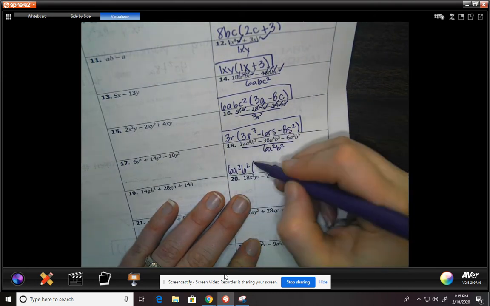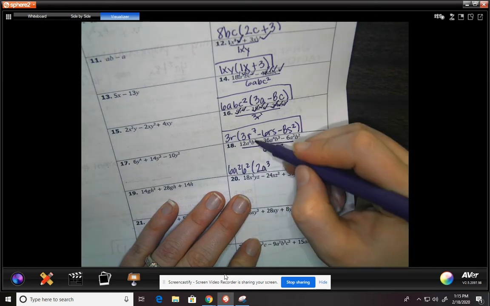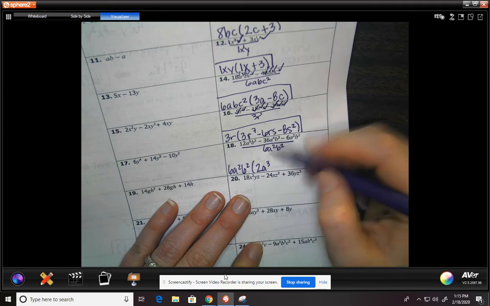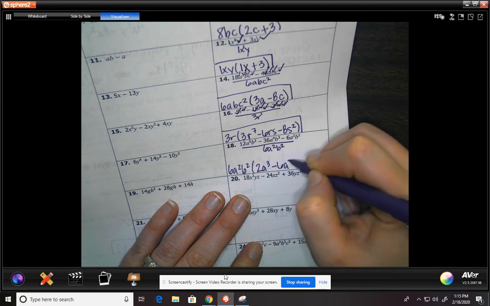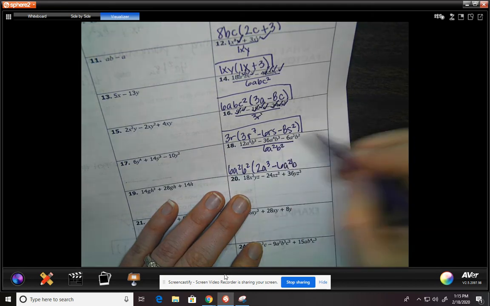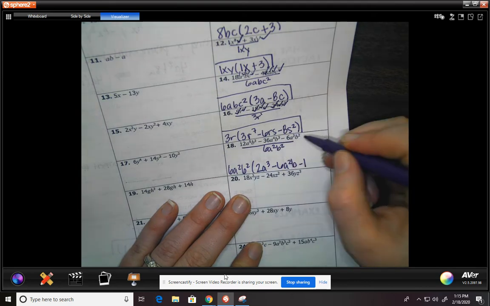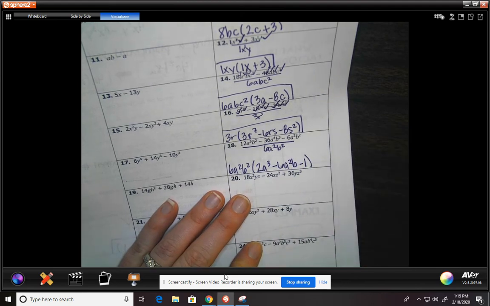12 divided by 6 is 2. 5 minus 2 gives me 3 A's. 2 minus 2 cancels the B. Negative 36 divided by 6 is negative 6. 4 minus 2 gives me A squared, and 3 minus 2 gives me a B. Negative 6 divided by 6 is negative 1. 2 minus 2 cancels. 2 minus 2 cancels, so the letters cancel on the back piece.